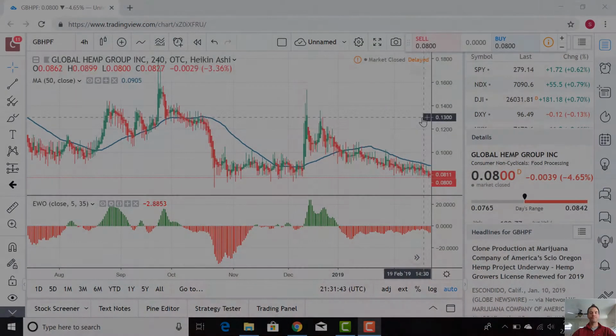This week we're looking back into the hemp industry. We're looking at the Global Hemp Group, GBHPF, on the OTC Pink ticker here in the United States, also traded up north on the CSE. But today we're going to dive into an analysis looking at the OTC stock and analyzing what this hemp group is up to. So let's jump over to the pricing chart.